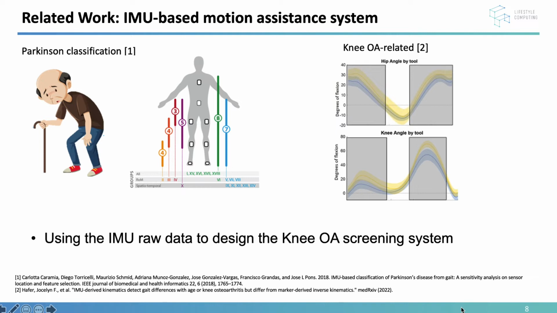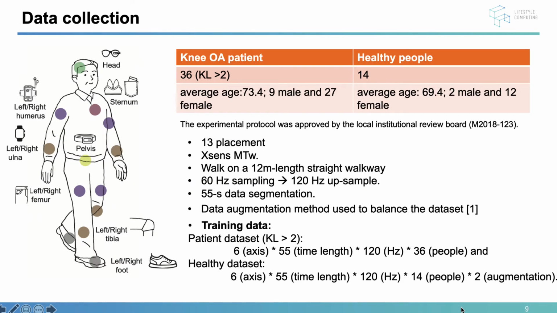We collected data from a total of 50 people, which included 36 patients and 14 healthy people. The Xsens MTw IMU sensors were used and placed on 13 body parts from the head to the foot. The participants were requested to walk along a 12-meter straight walkway, and we picked 15.5 seconds as the length of the data segmentation.